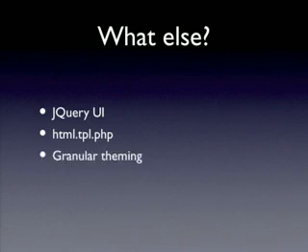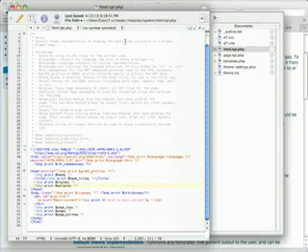So granular theming. This is the reason why there's now an html.tpl PHP file. We have a whole new way to print out variables. In D6, all we did for all variables, just like in this html.tpl file here, was PHP print and then the variable. That's all we did.